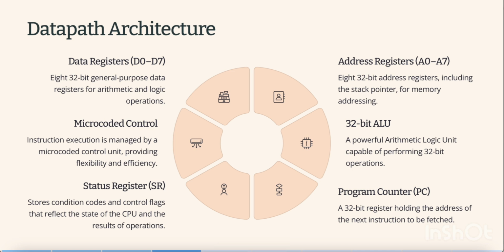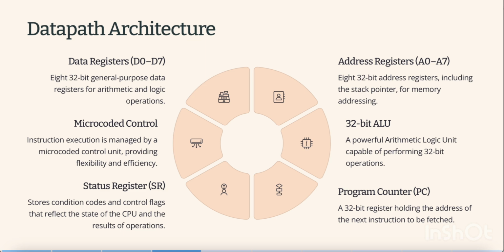Then it has the status register or SR. It stores condition codes and control flags that reflect the state of the CPU and the result of operations. Then it has a 32-bit ALU, a powerful arithmetic logic unit capable of performing 32-bit operations, and a PC, which is basically a program counter, which is a 32-bit register that holds the address of the next instruction to be fetched.